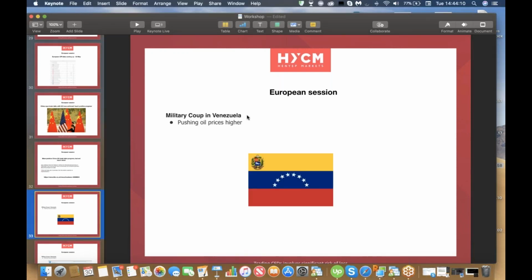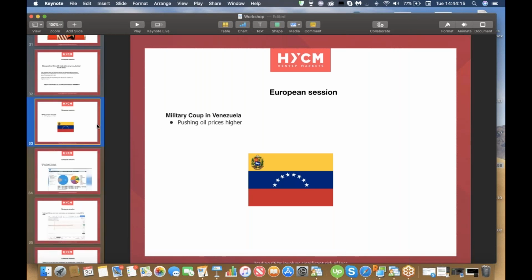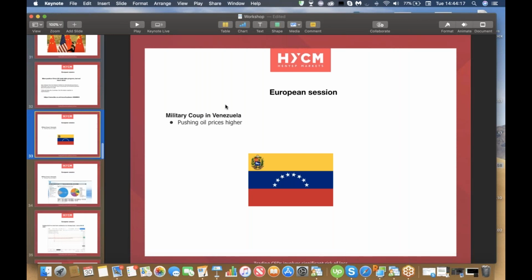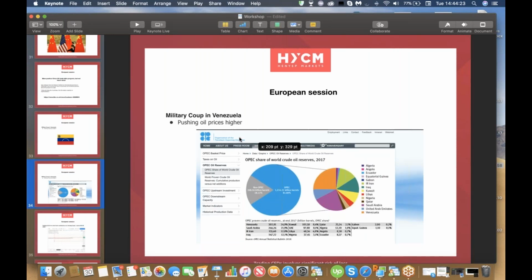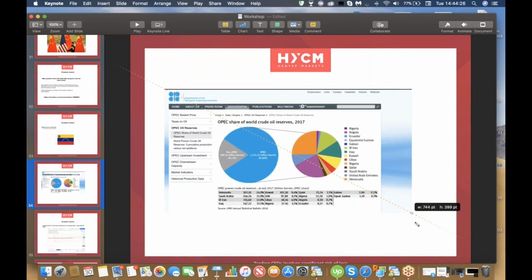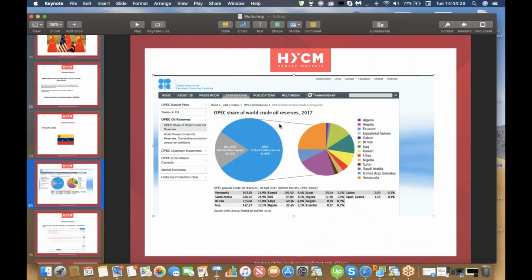Now, breaking in the European session, and this is what bid up oil, there's a military coup in Venezuela. This military coup in Venezuela has been pushing oil prices higher. Let me explain why. This is OPEC's website, and you can see the OPEC share of world crude oil reserves. OPEC has around 81.89% of the entire world's crude oil reserves.